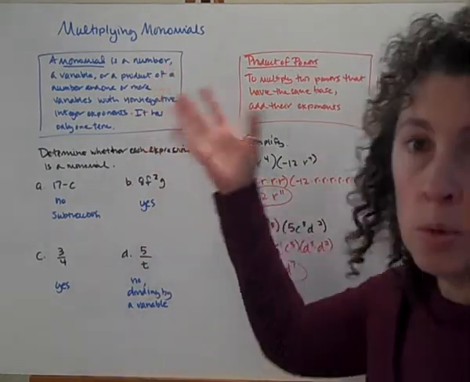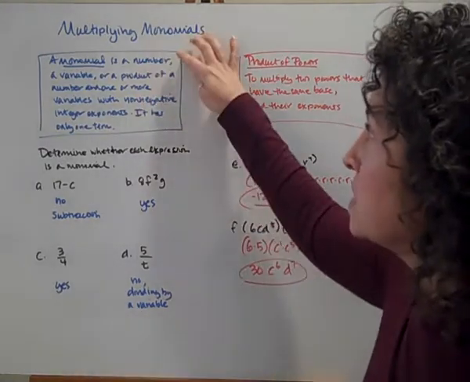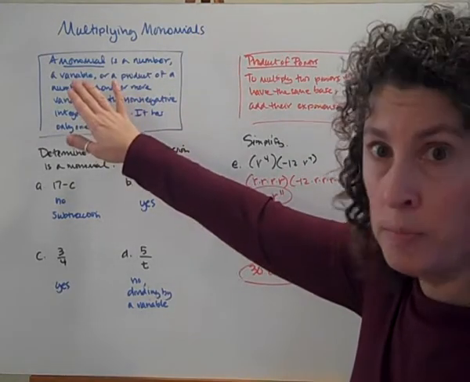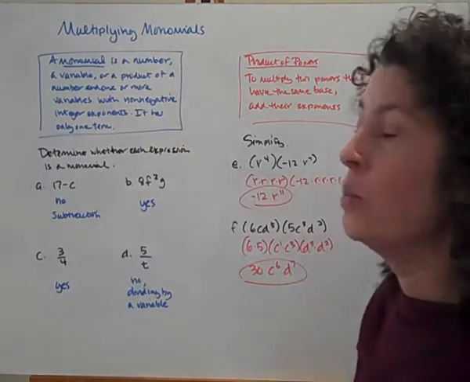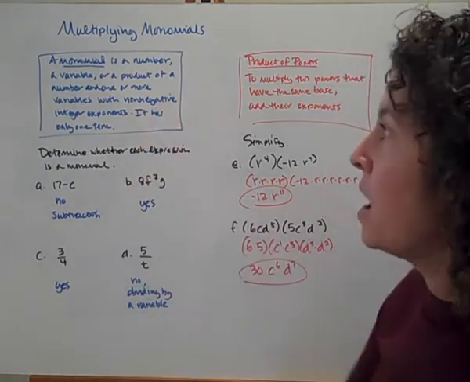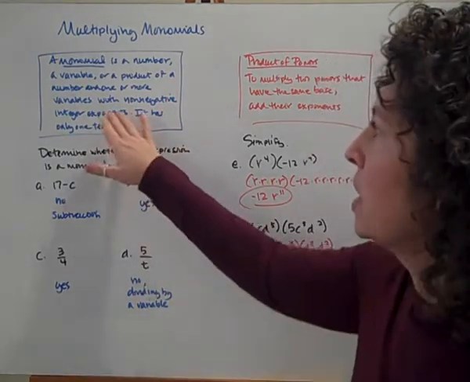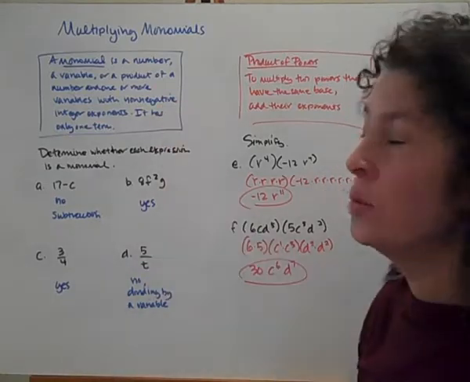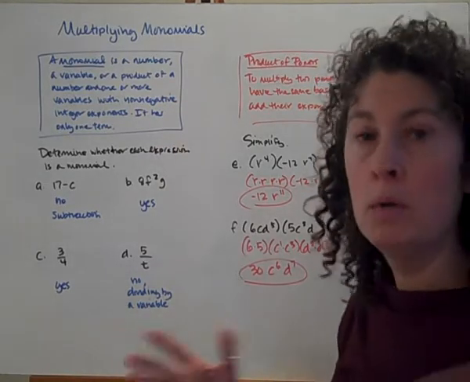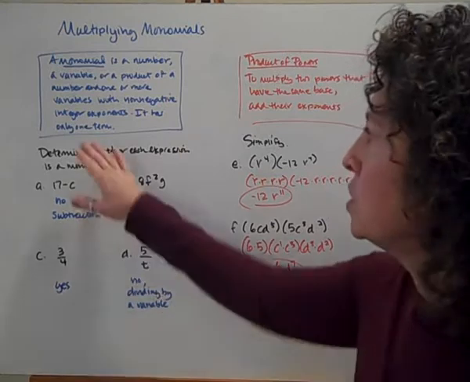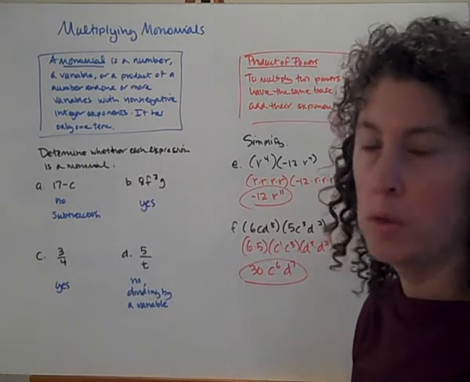So let's start with what is a monomial. A monomial is a number, a variable, or a product of a number and one or more variables with non-negative integer exponents. So here come our exponents, and it has only one term. Monomial, mono, it has only one term in it. So let's see if we can tell which of these are monomials or not.